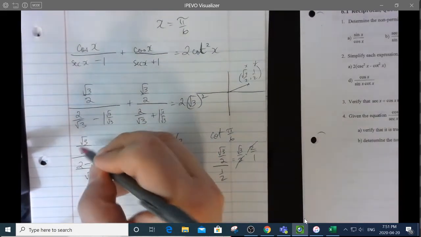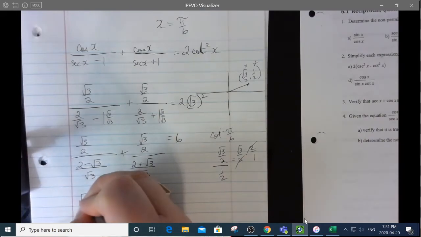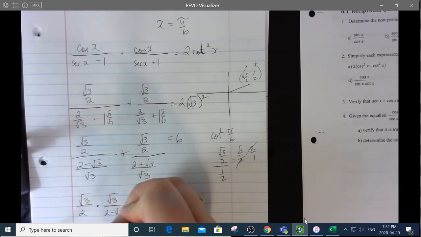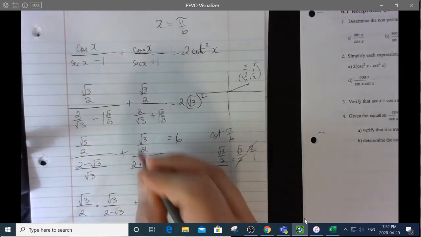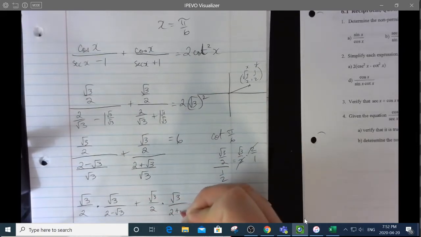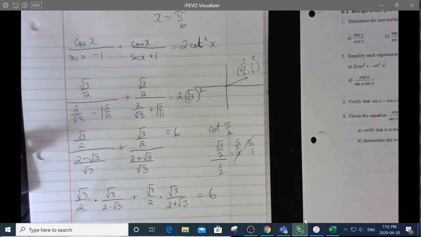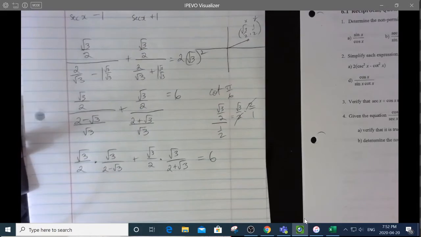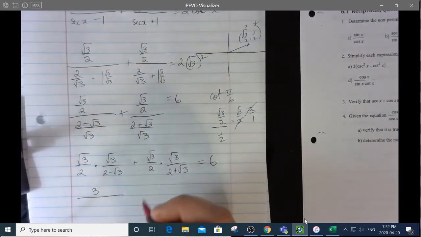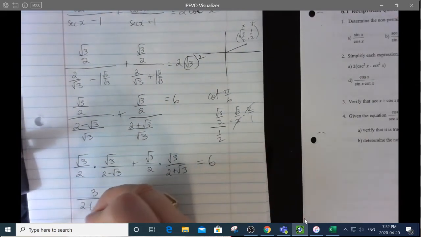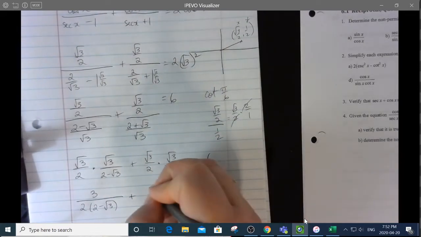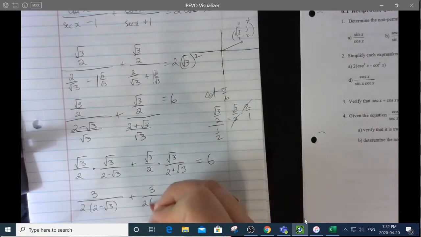So that's the numerator times the reciprocal of the denominator. So that's root 3 over 2 times root 3 over 2 minus root 3. And I'll do the same thing to this side. So that's root 3 over 2 times root 3 over 2 plus root 3. And all of this we have to prove is equal to 6. And we're not allowed to use a calculator. So if I'm multiplying these together, you multiply fractions by going top times top and bottom times bottom. And I'm just going to leave this in factored form. And once again, top times top and bottom times bottom.